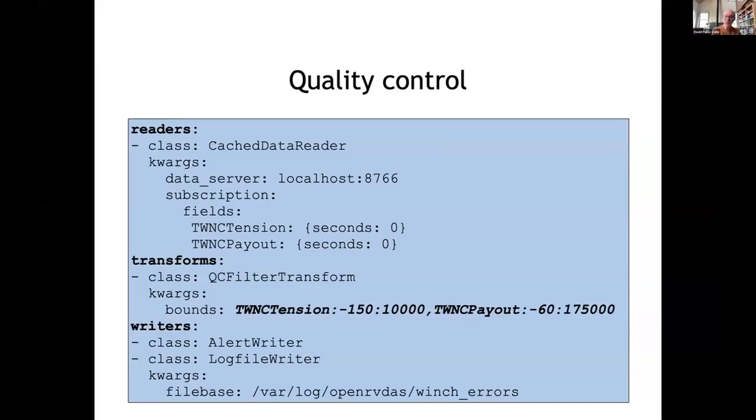It says, is there a winch tension in this record? If there isn't, it doesn't output anything. If there is a winch tension, it says, is the winch tension between minus 150 and 10,000? If it is, it doesn't output anything. Only if there is a winch tension record that is out of the bounds that you have specified does it output something. In this case, it outputs an alert. What do you do with that alert? You send it to an alert writer and a log file writer, and the log file writer sends it to something called winch errors. So you can basically cobble these transforms together to do some non-intuitive things.